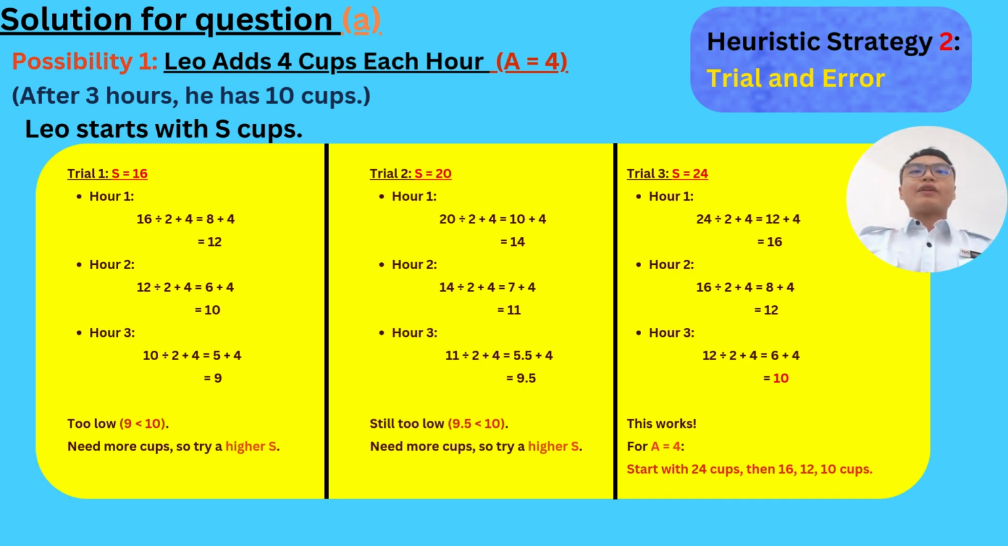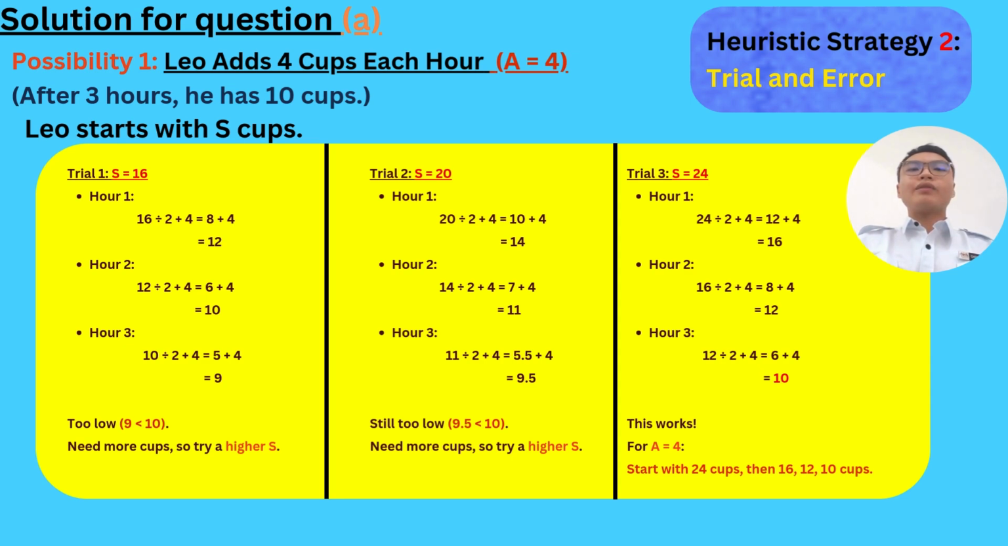We know that after 3 hours, he has 10 cups and Leo starts with S cups. So, for trial 1, we assume that S equals 16. We take 16 divided by 2 plus 4 and we get 12. Then we take 12 divided by 2 plus 4 and we get 10 for hour 2. For hour 3, we take 10 divided by 2 plus 4, which equals 9.